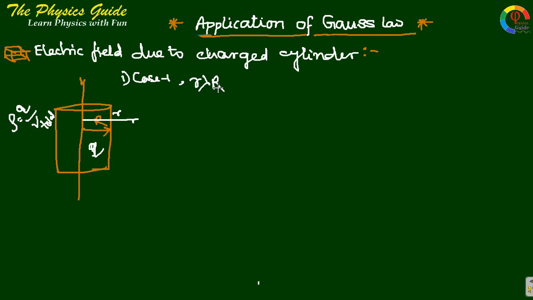So for this case we have to take an imaginary Gaussian surface, taking radius as a small r and the same length. So this is also a cylinder.